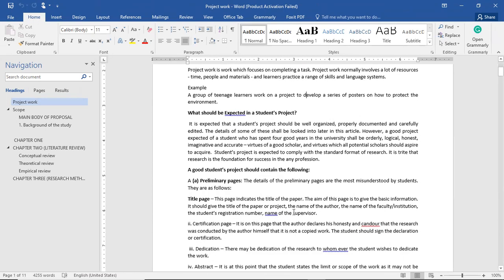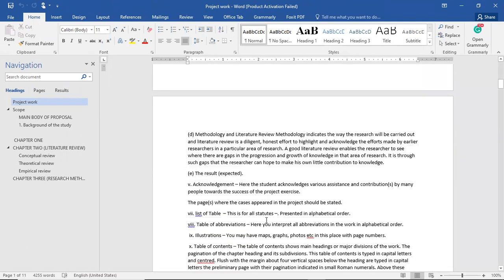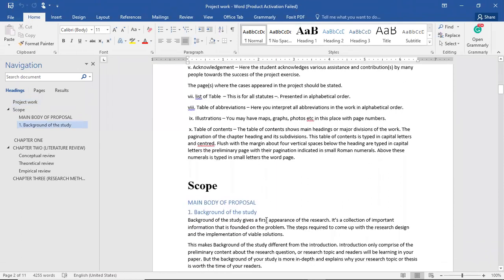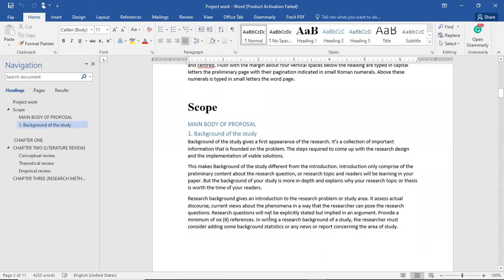And then we went ahead and looked at what a good project work must contain. We said it must contain the title page, the abstract, the introduction, the scope, and so on. Then when it comes to the structure of a project work, we said the very first thing you have to do for every project work or research work is to write your proposal. That is what we said yesterday.